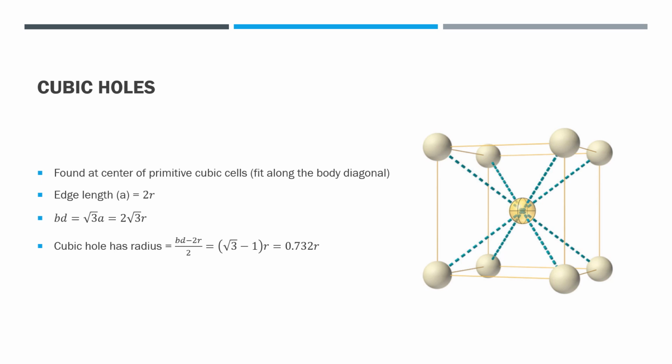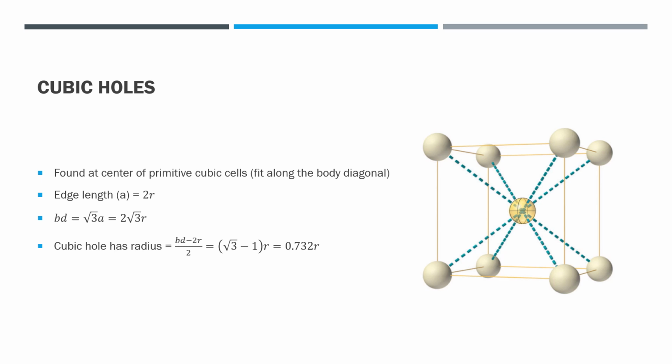So there's a couple types of holes we want to talk about, and I'm going to start with cubic holes. And eventually in another video, we're going to see how ionic structures actually form, and some really common types of ionic structures, and which cations fill which holes, and which anions create which unit cells.